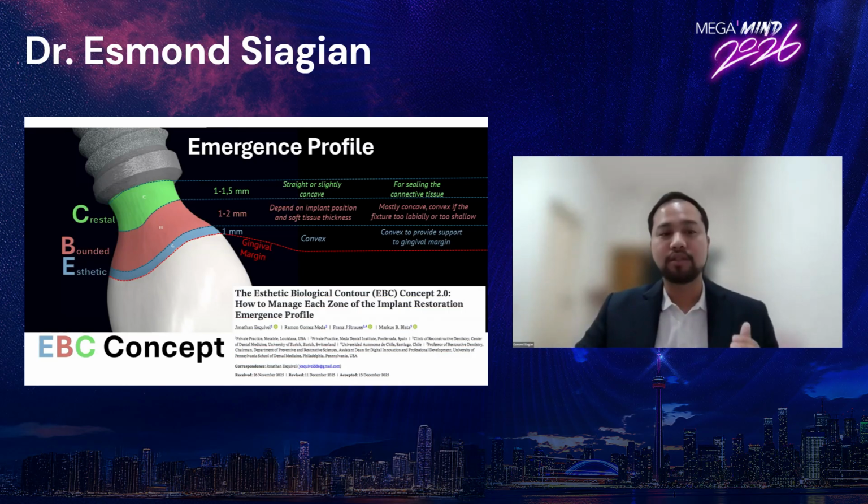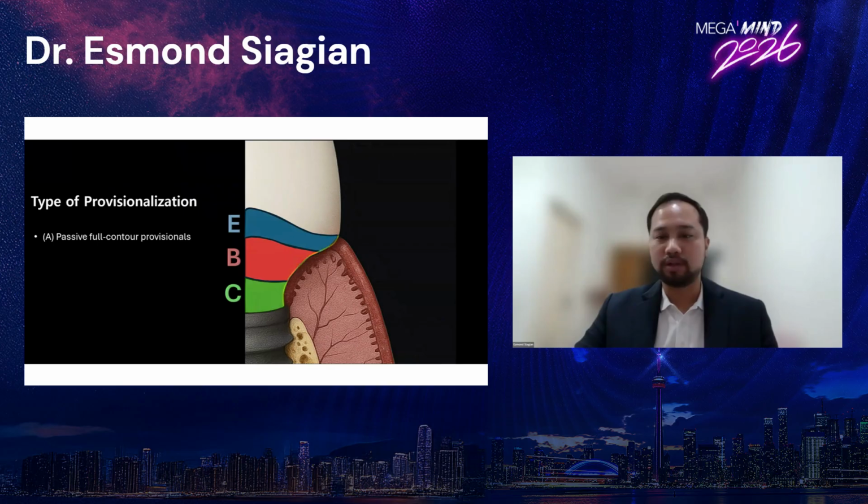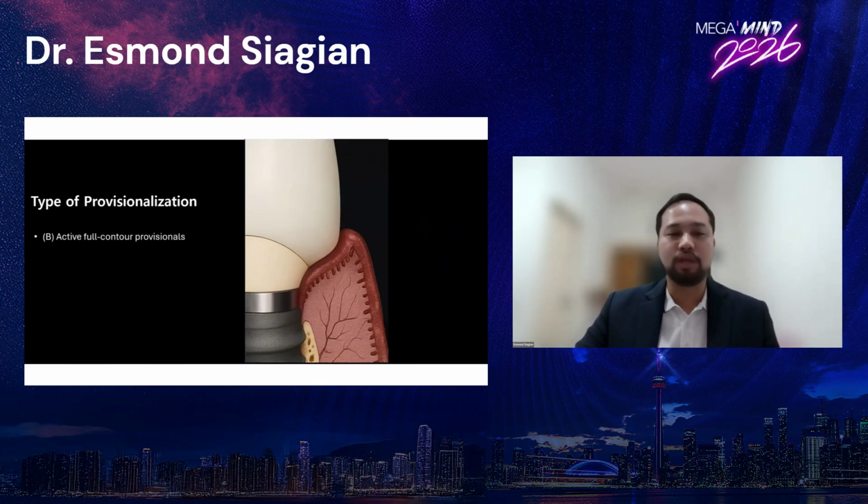After refreshing our memory about the crestal, bounded, and aesthetic zones, I want to continue to the provisionalization. First is the passive full contour provisionals, where the restoration E-zone and margin line are set at the level of the ideal zenith point. So without exerting pressure on the underlying tissue, preserving the existing tissue outline is the primary objective. So this is ideal for the preservation therapies. And again, this is a very rare case. Many times we cannot use this passive full contour provisionalization.